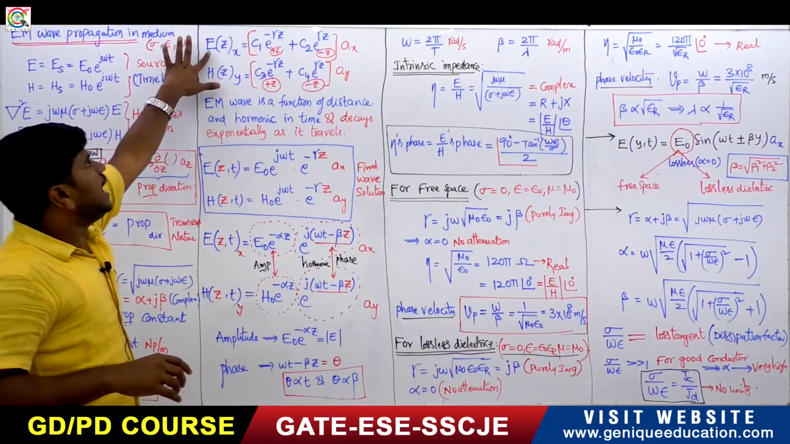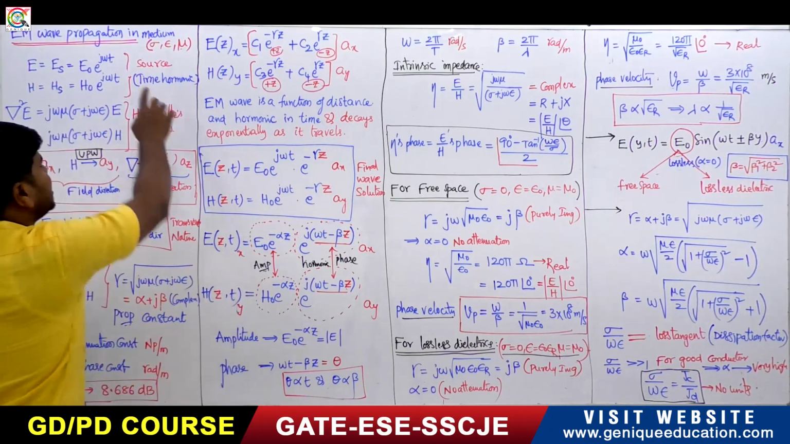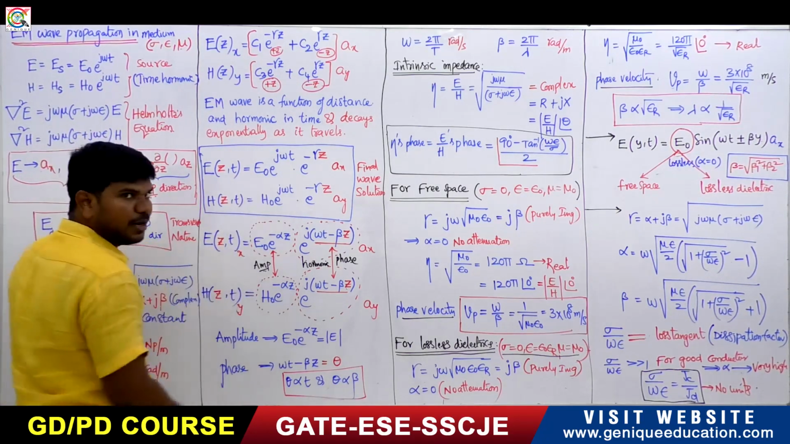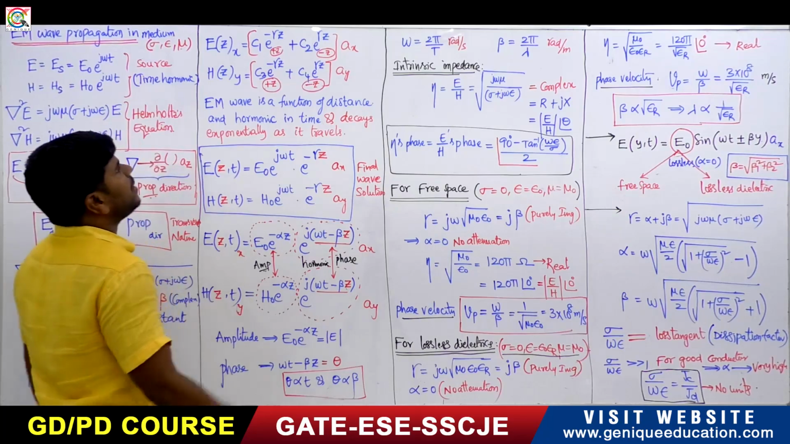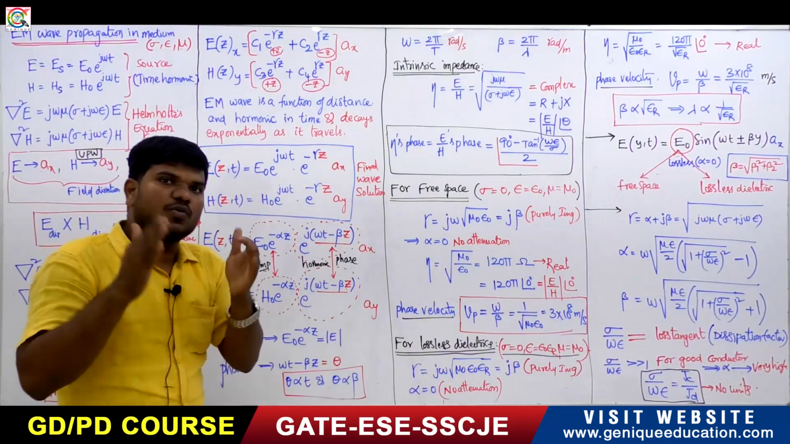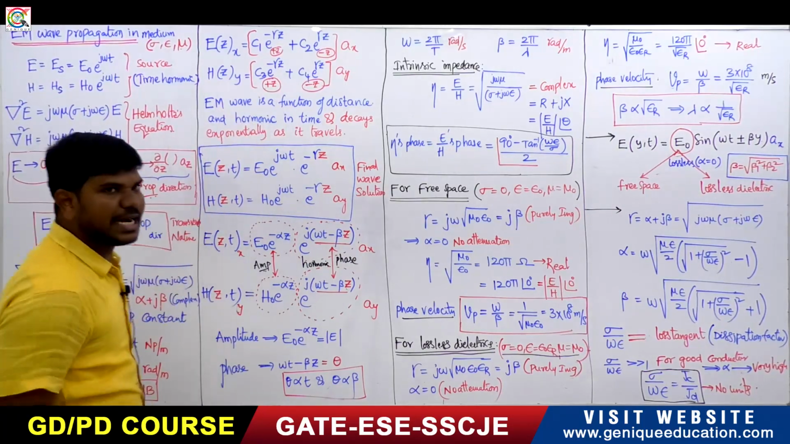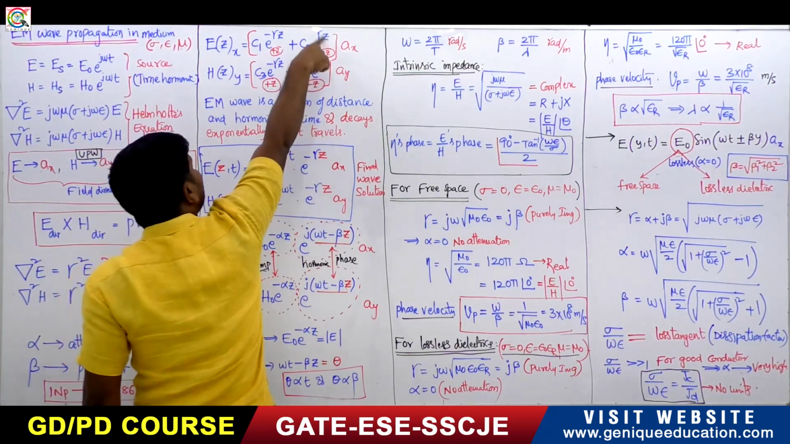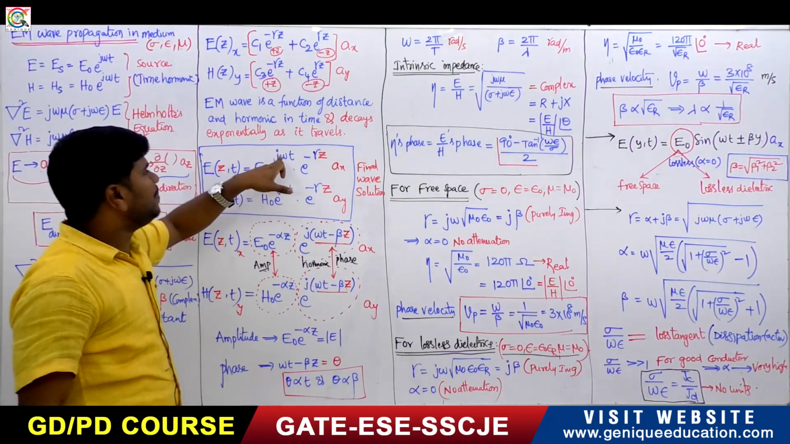Now we came to know that E is also a function of time, right? Till now we were hiding the e power j omega t term. Now we are bringing that term here. So E of z, t is equal to E naught e power j omega t into e power minus gamma z. Why have I neglected this term? I am considering only the positive z directed wave, so I am neglecting these two terms here. Instead of C1 I am writing E naught into e power j omega t.